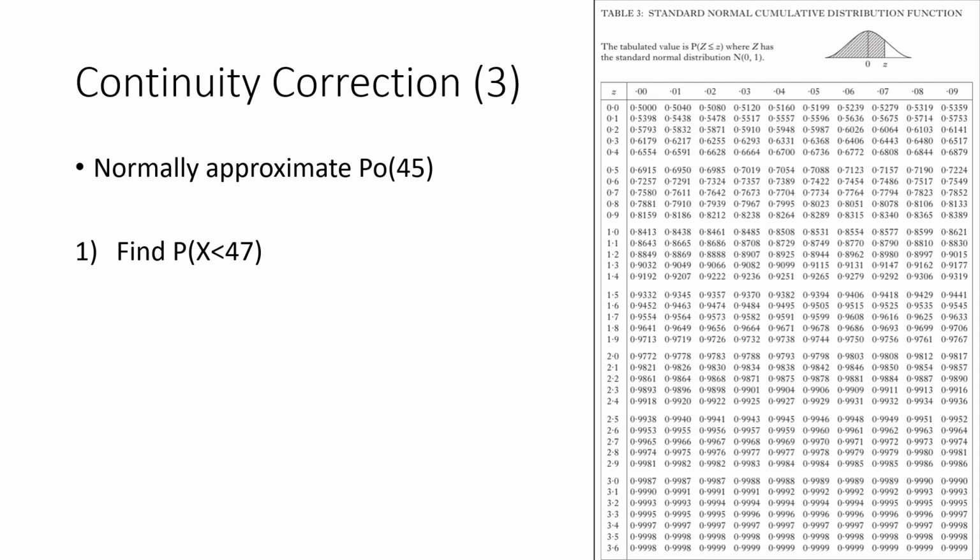Try the same thing, but for Poisson distributions. Normally approximate Poisson 45, and hence find the probability of x being smaller than 47. Now, we need lambda to get the normal parameters here, and lambda is 45. So our normal distribution is 45, 45, very simple. Find the probability of x being less than 47. If I was asked to find the probability of x being 47, it would be between 46.5 and 47.5. So if I want it to be less than, it would be 46.5 minus 45 over root 45.